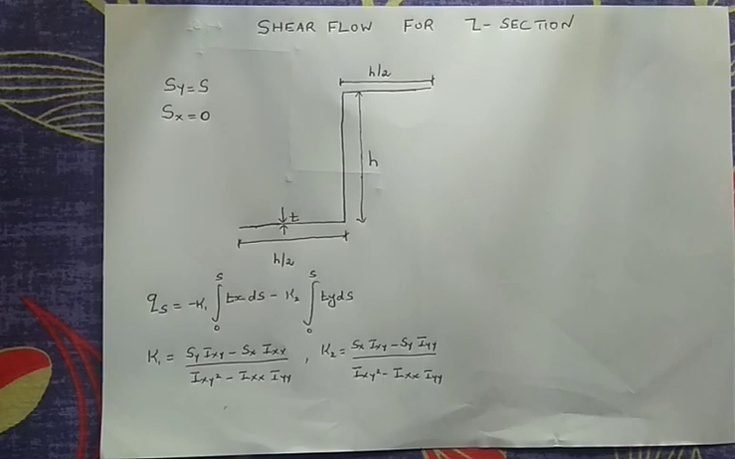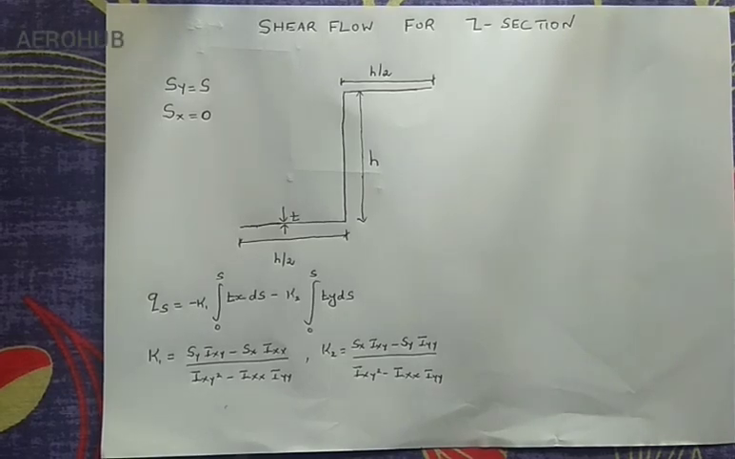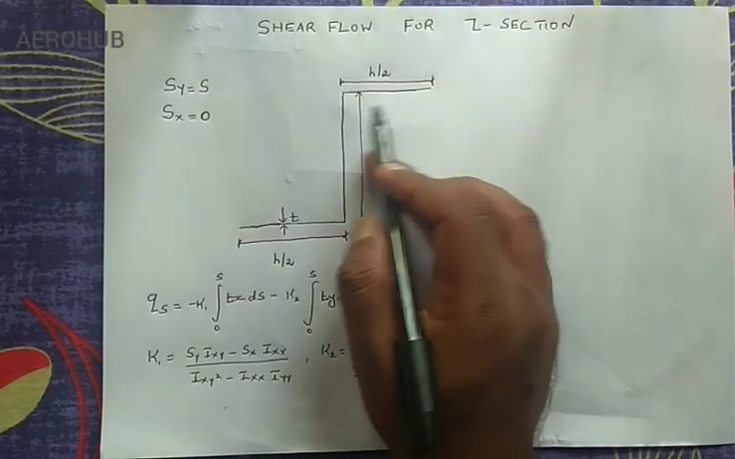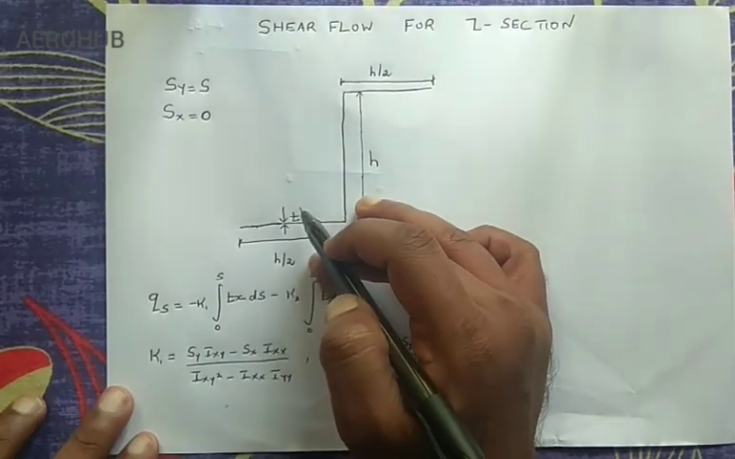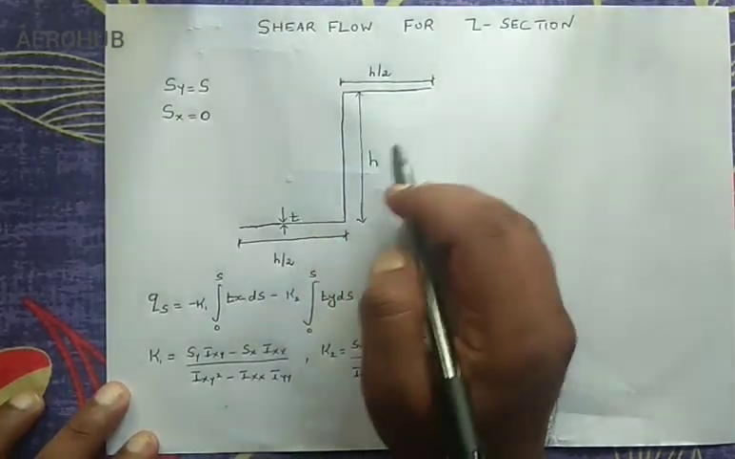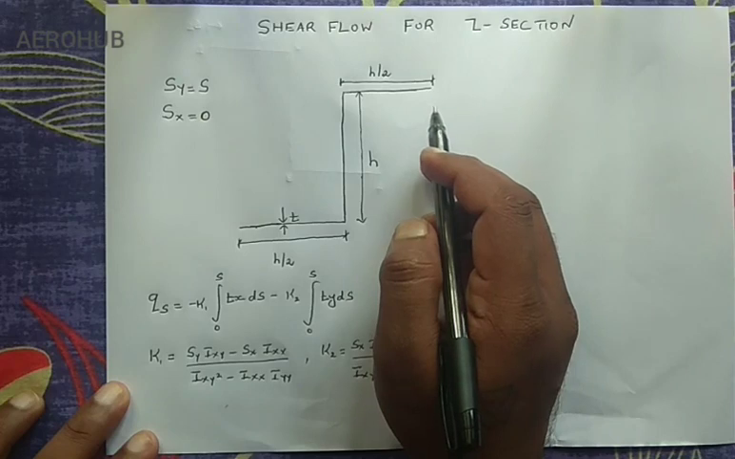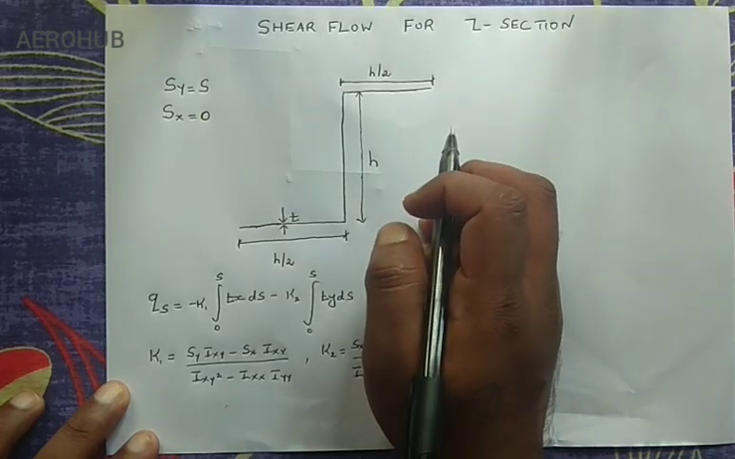In the last lecture, we discussed the expression for shear flow in a thin-walled open section. In this lecture, we will discuss how to find the shear flow distribution for an unsymmetrical section, that is a Z section. You can see the section here, and we are going to estimate its shear flow distribution.